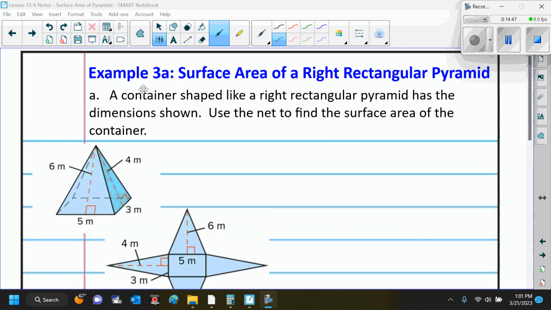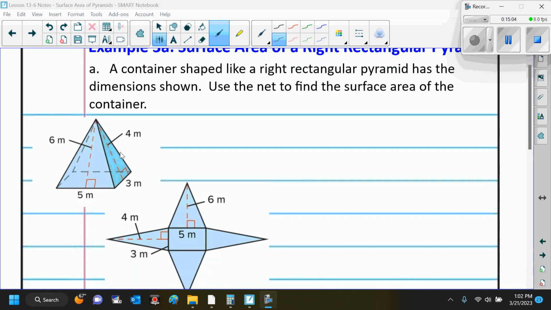Alright, so for this example, we're going to find the surface area of a right rectangular pyramid. So it says a container shaped like a right rectangular pyramid has the dimensions shown. Use the net to find the surface area of the container.